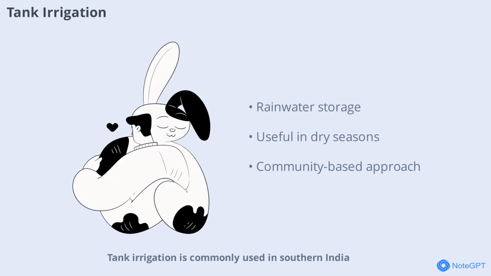Tank irrigation is commonly used in southern India, where small reservoirs or tanks collect rainwater during the monsoon. This stored water is then used for irrigation during dry periods. Tank irrigation is particularly useful in areas with uneven rainfall and helps in recharging groundwater. It is a community-based method that promotes water sharing and cooperation among farmers.